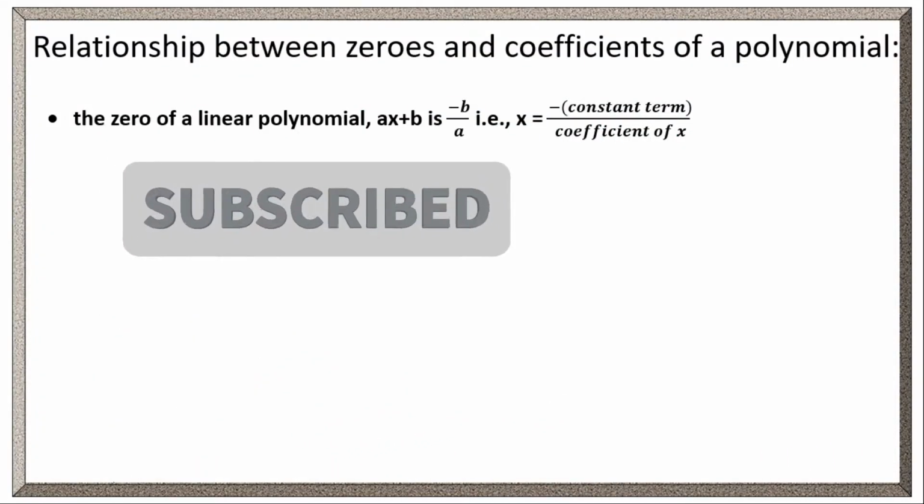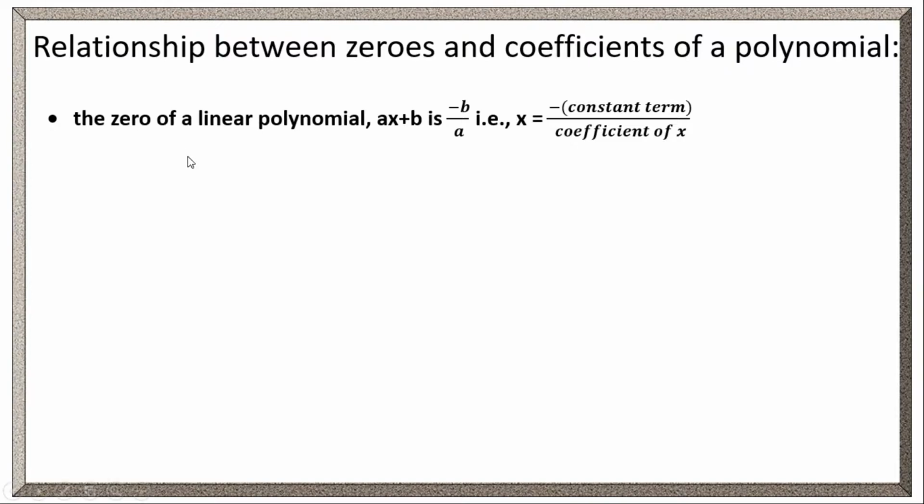Let's see the relationship between zeros and coefficients of a polynomial. The zero of linear polynomial ax plus b is minus b by a. How many zeros will a linear polynomial have? Already we have discussed in our previous video. A linear polynomial will have only one zero at most. Maximum one zero it will have. So what is the relation between the zero and coefficients of the linear polynomial?